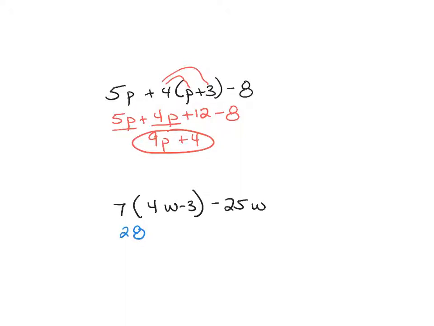In the second problem, I can do the same thing, apply the distributive property. 7 times 4 gives me 28, so it's 28w minus 21, subtract 25w. Now I can combine my w's. I have a 28w, subtract a 25w. The operation in front of that term tells me what I'm doing with it. So 28w subtract 25w gives me 3w, and then I still have subtract 21.